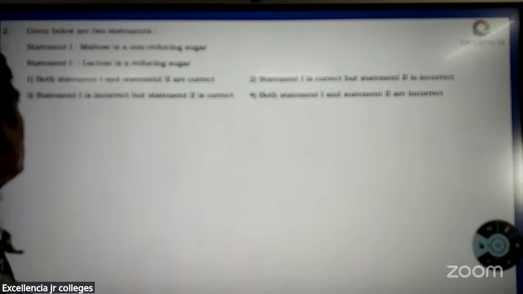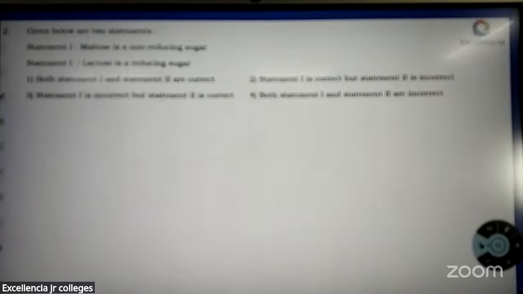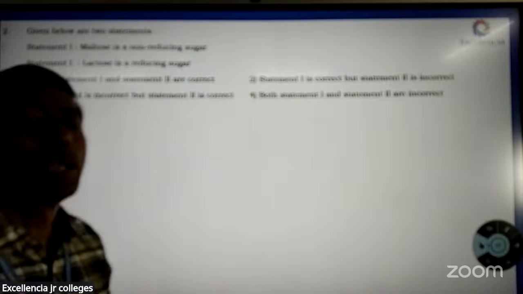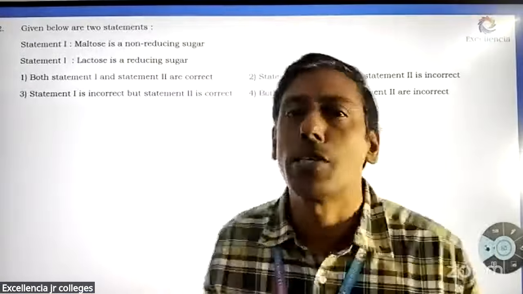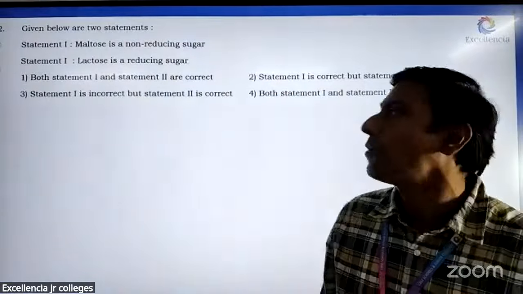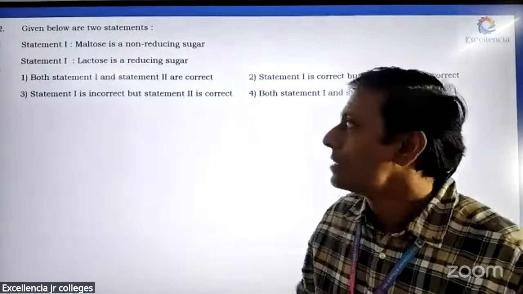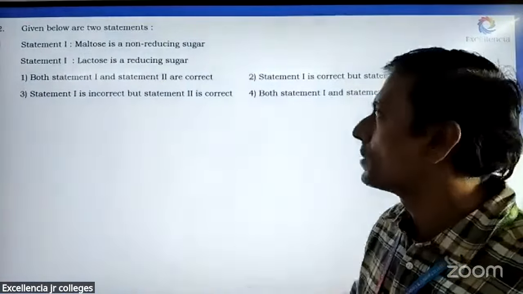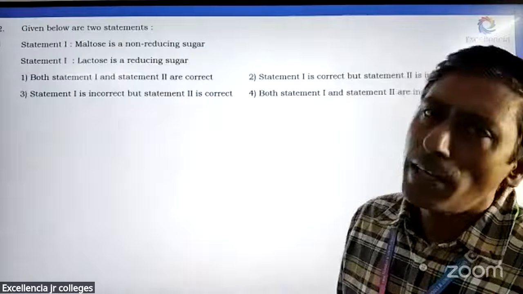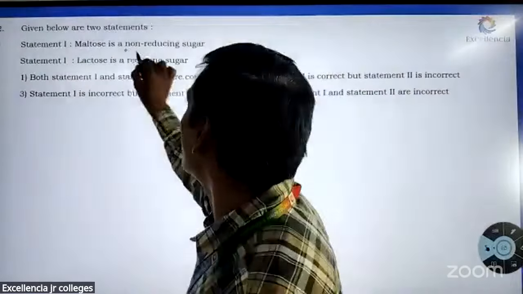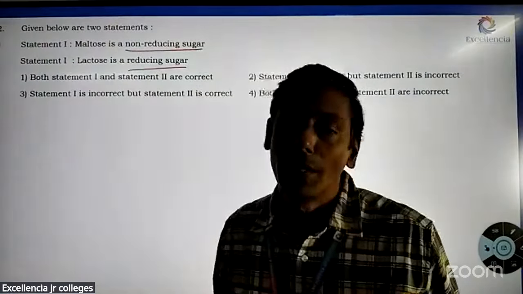If you see the question, they have given two statements. Maltose is a non-reducing sugar, lactose is a reducing sugar. Nowadays we can observe in our mains examination, statement-based questions are coming in large number, so we should concentrate on these statement-based questions. It is a simple question. After seeing it, we can understand that it is a question from the biomolecules chapter, and a very simple direct question, because they gave the sentences directly: non-reducing sugar, reducing sugar.